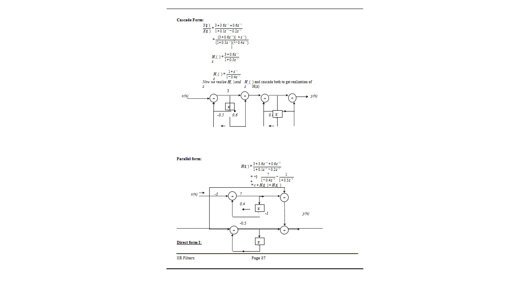So we will draw the diagram in the parallel form, and then the output will be obtained as y of n.